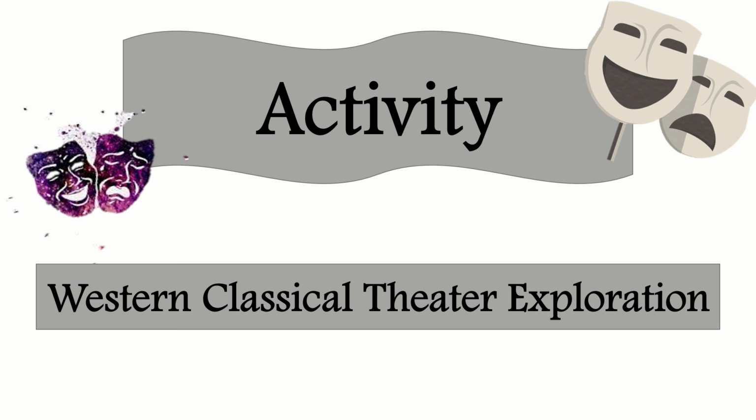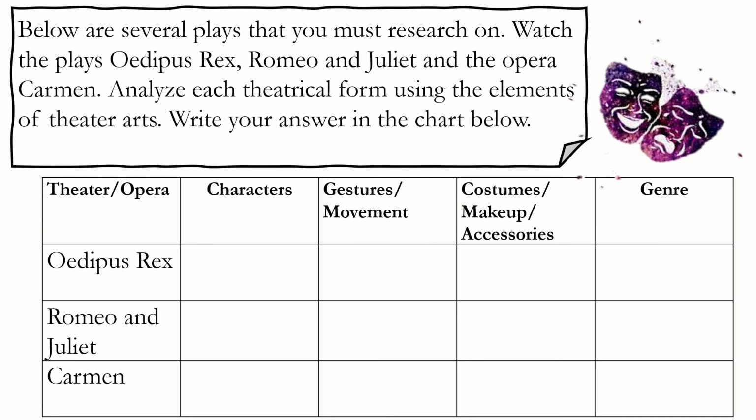We are now done with the discussion. Let's have an activity. This activity is called the Western Classical Theater Exploration. Below are several plays that you must research on. Watch the plays Oedipus Rex, Romeo and Juliet, and the opera Carmen. Analyze each theatrical form using the elements of theater arts. Write your answers in the chart below.